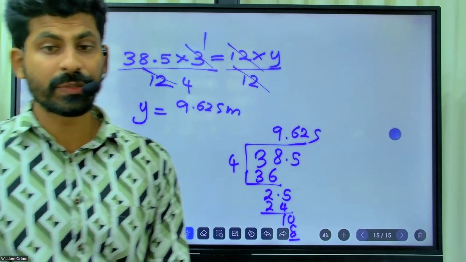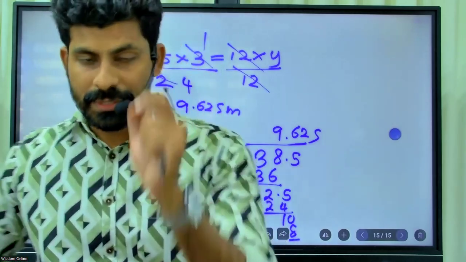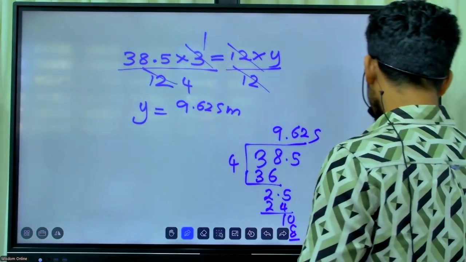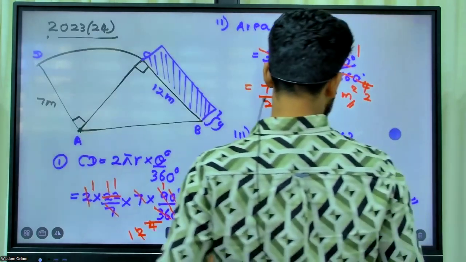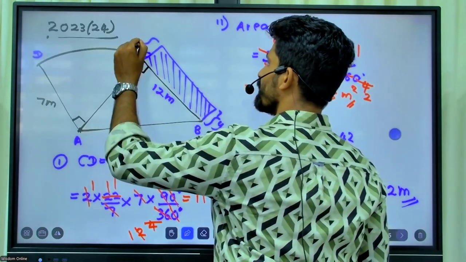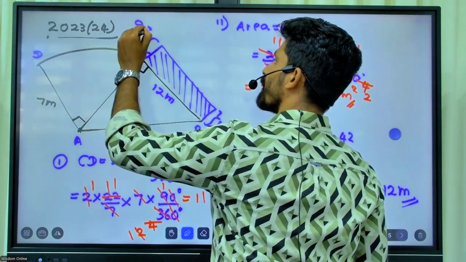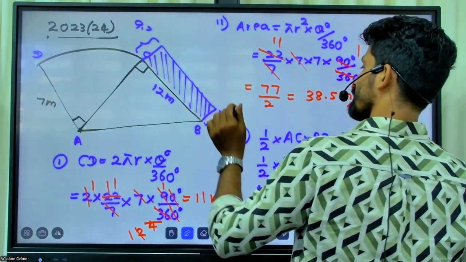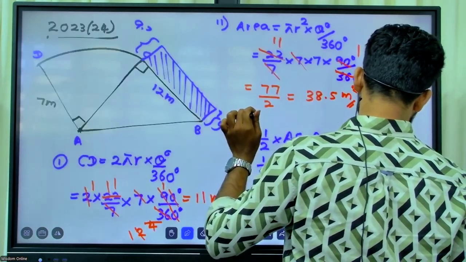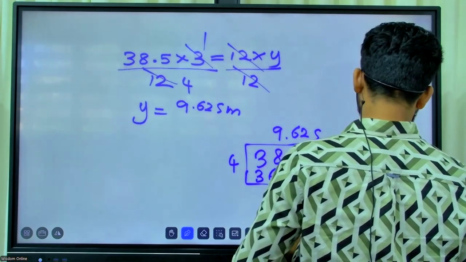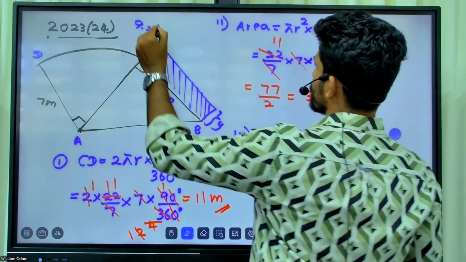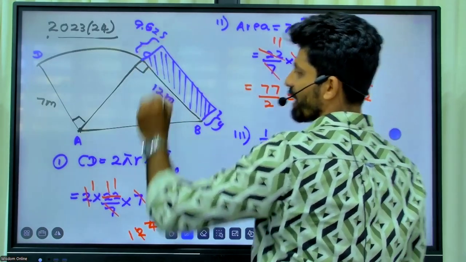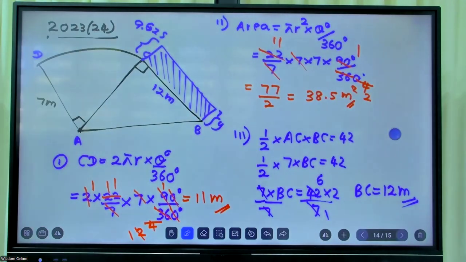Then we need to indicate those measurements in that figure. We need to indicate 9.625 meters.